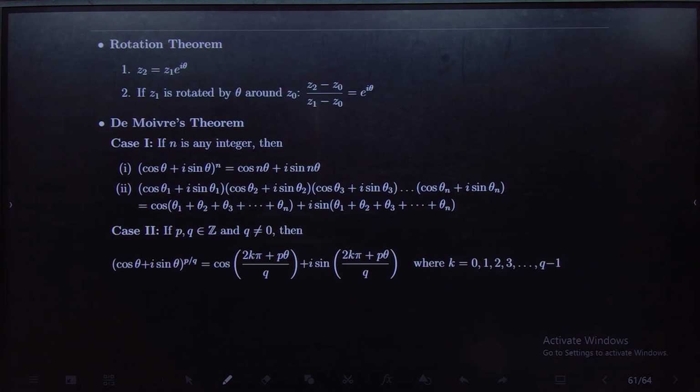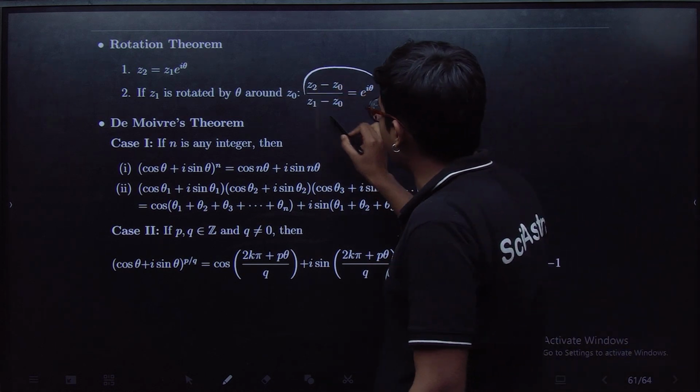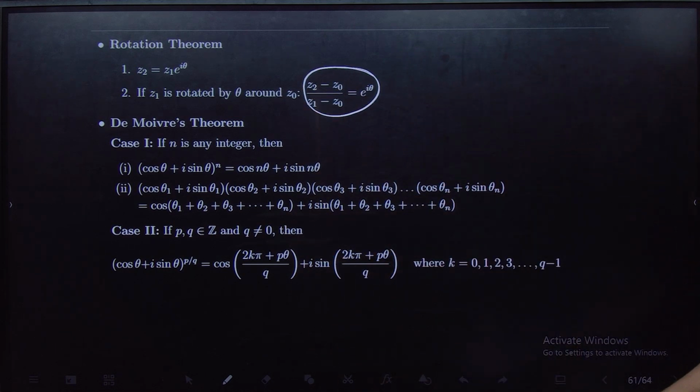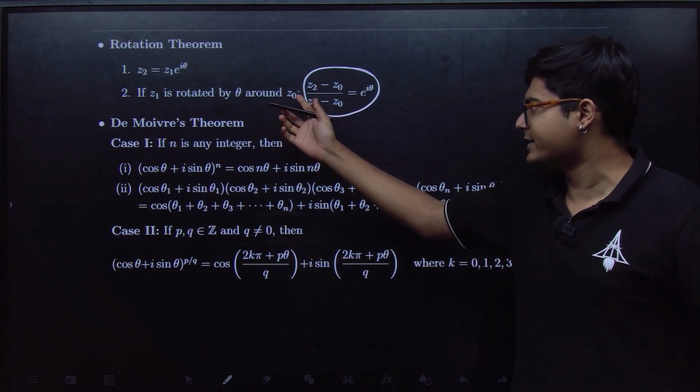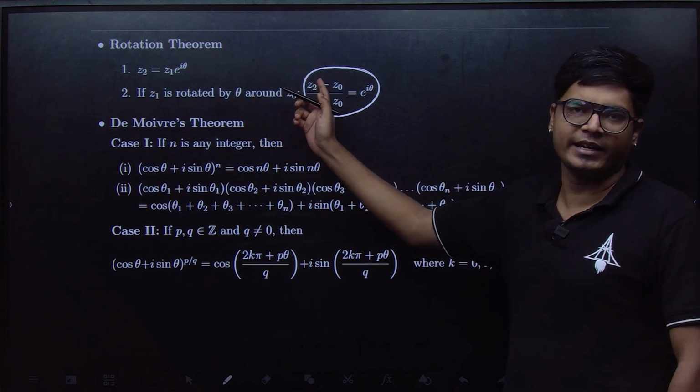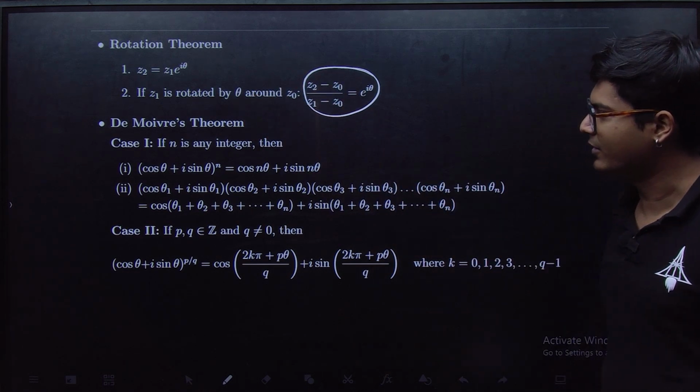Cool. Rotation theorem. So if you have a complex number z2 equal to z0 plus (z1 minus z0) e^(i theta), if z1 is rotated by theta around z0, then this is the formula for z2. So if you're rotating z1 around some point z0 by theta, then the new complex number you get after rotation, z2, is given by this formula.